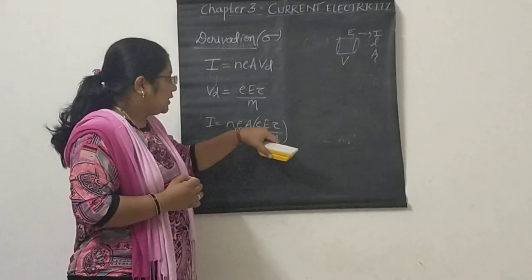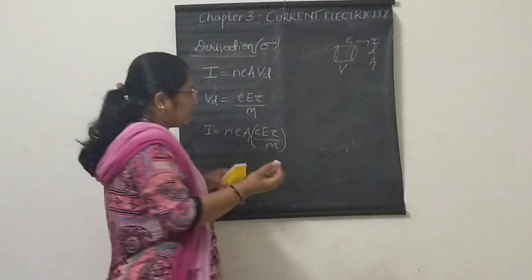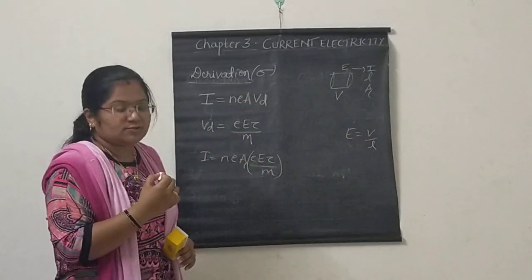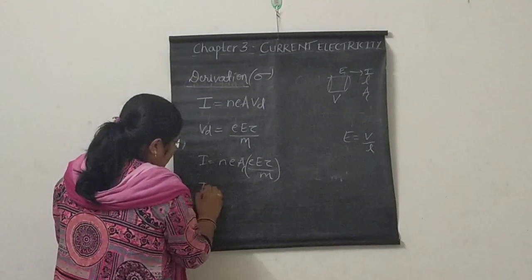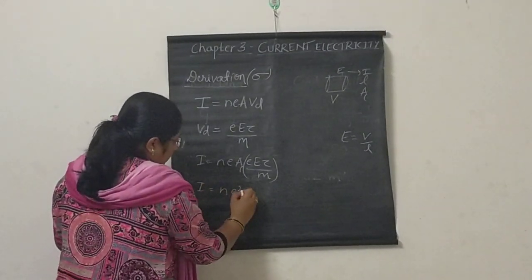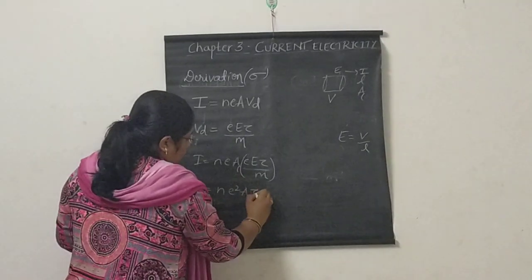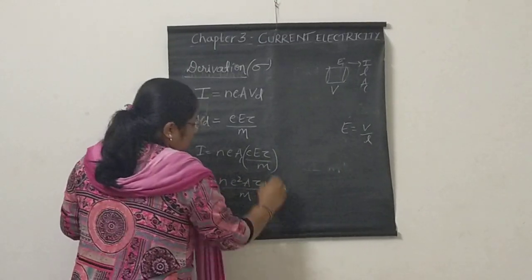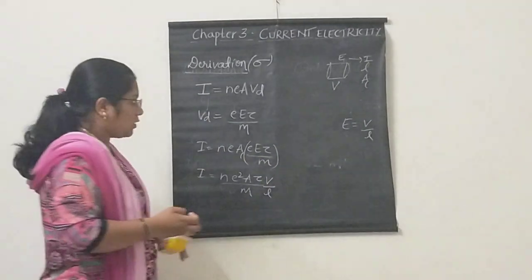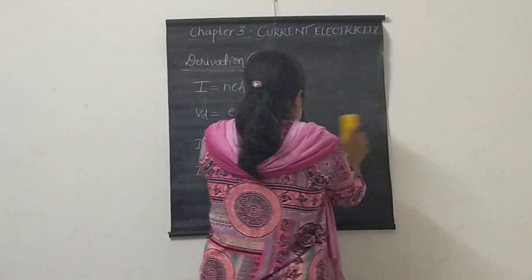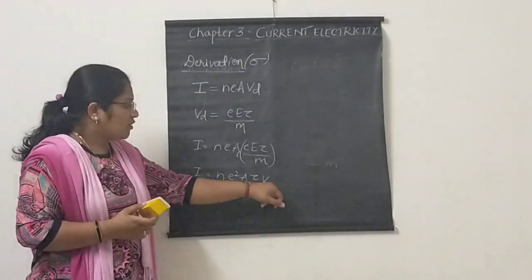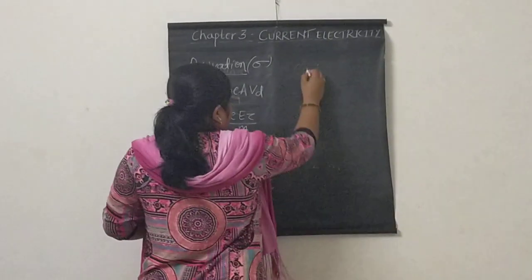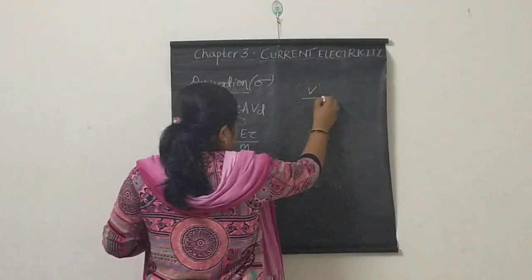Here the electric field E we can replace by V divided by L, the electric field in terms of potential. So the expression becomes I is equal to N E square A tau divided by M, with E replaced by V divided by L. Now I am considering the ratio of V by I from this expression. We keep it as it is and take I to this side.